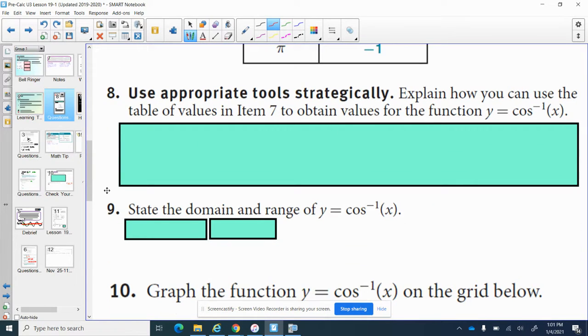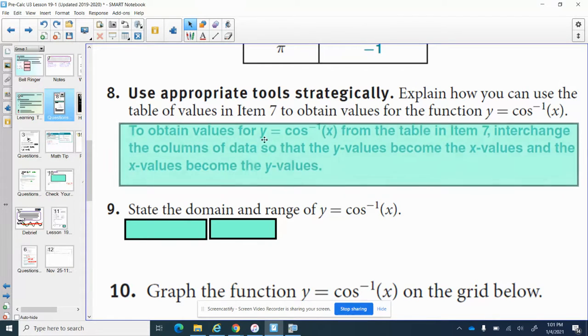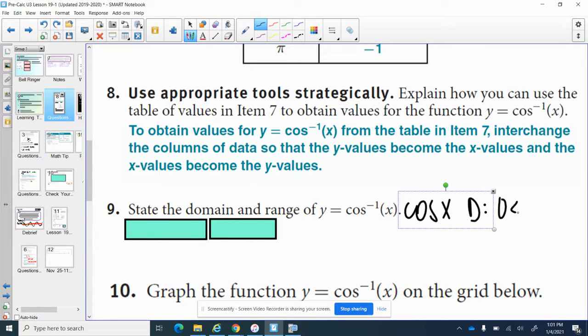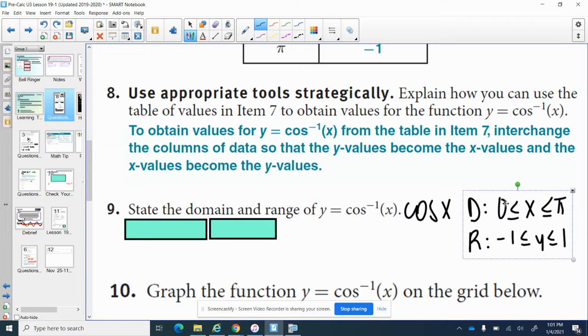So on the top of page 250, again, you should see all that vocab we just talked about. And then it also has, can we use this table to obtain these values? And the answer again is yes, because we can flip-flop them around, which also means that our domain and range are going to flip-flop around, because our domain previously of cosine of x, we said the domain was from 0 to pi, right? And the range was -1 to 1. Well, now that's going to flip-flop, right?